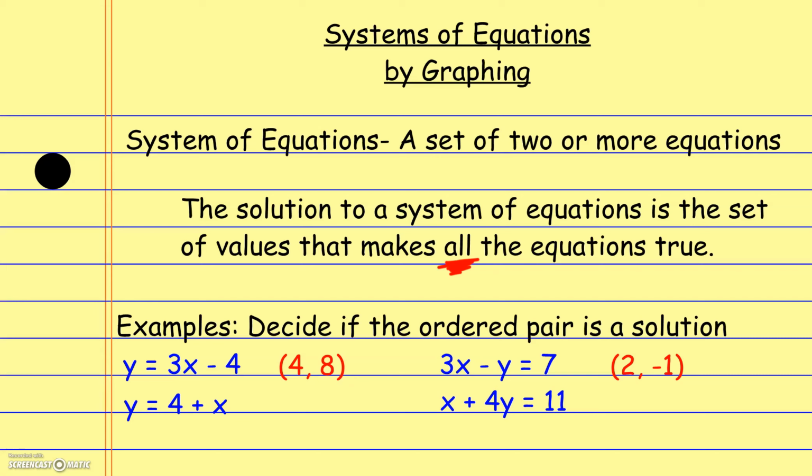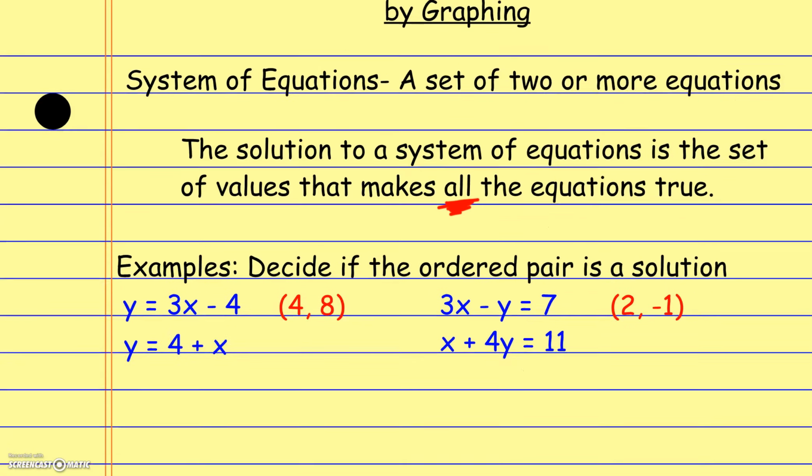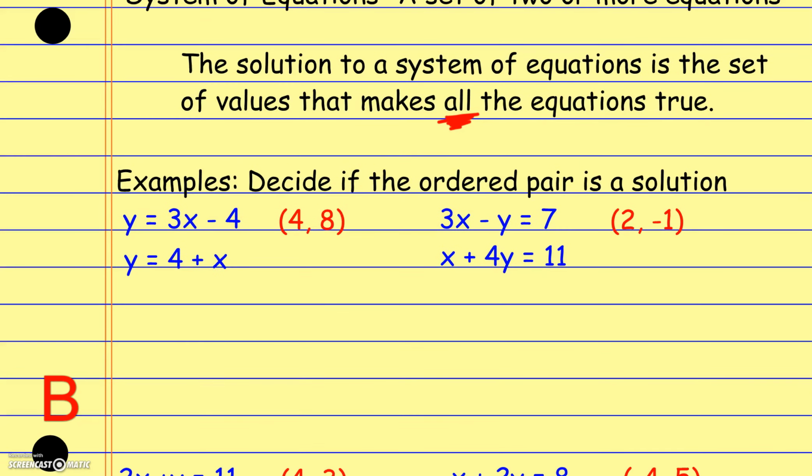For example, when we look at this first one, if I want to determine whether or not the ordered pair (4, 8) is a solution to the system, all I have to do is plug this in and see if it works. I'm going to plug that into the first equation. So I plug the 8 in for y, and I plug the 4 in for x, and I see what I get. So I get 12 minus 4, so I get 8 equals 8, and 8 does indeed equal 8. So that gives me a true statement.